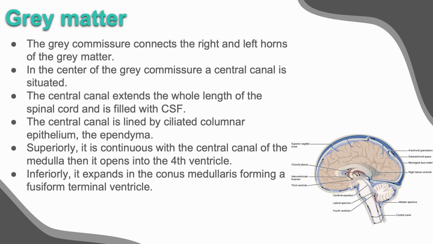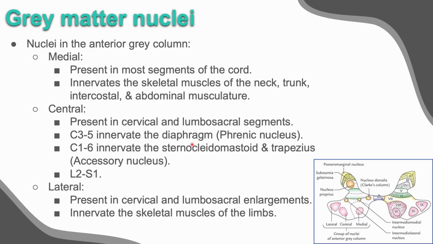In the gray matter of the spinal cord, we have several nuclei. Right now, we're going to be talking about the nuclei that are found in the anterior gray horn. So we're going to divide it into three major groups: a medial group, a central group, and a lateral group. So we have medial, central, and lateral.